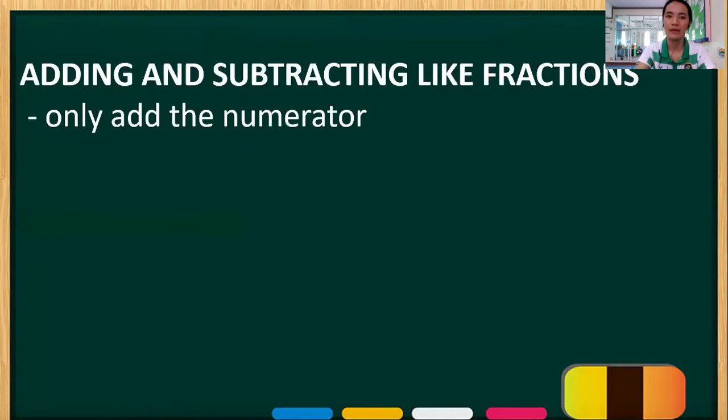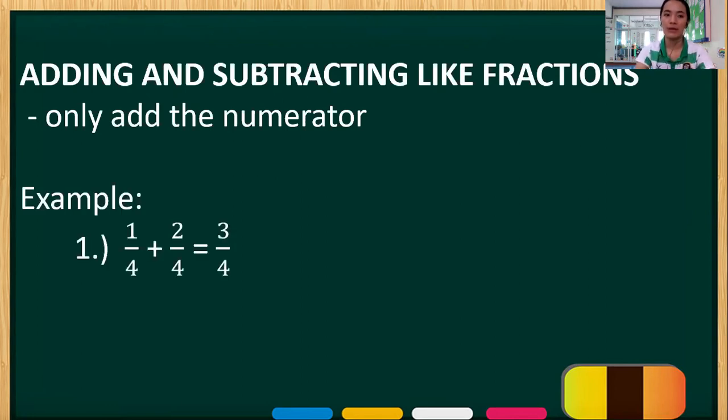Next, adding and subtracting like fractions. If the fractions are like fractions, we only add the numerators. For example, number 1, 1 over 4 plus 2 over 4. Our numerators are 1 and 2, and our answer is 3 over 4.